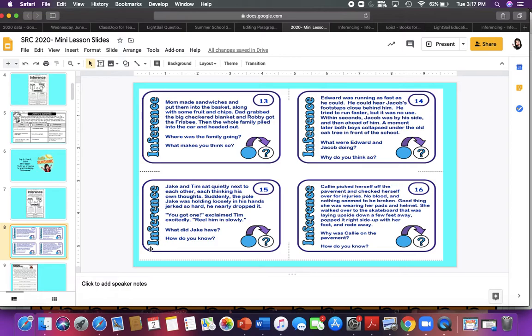Callie picked herself off the pavement and checked over her injuries. No blood and nothing seemed to be broken. Good thing she was wearing her pads and helmet. She walked over to the skateboard that was laying upside down a few feet away, popped it right side up with her foot, and rode away. Why was Callie on the pavement? Think about that. And how do you know? Looking in the text, think about it. Callie had to pick herself up from the pavement. She had a skateboard, pads, and a helmet. What do you think happened? If you said that maybe she was learning how to skateboard and fell, you are correct.